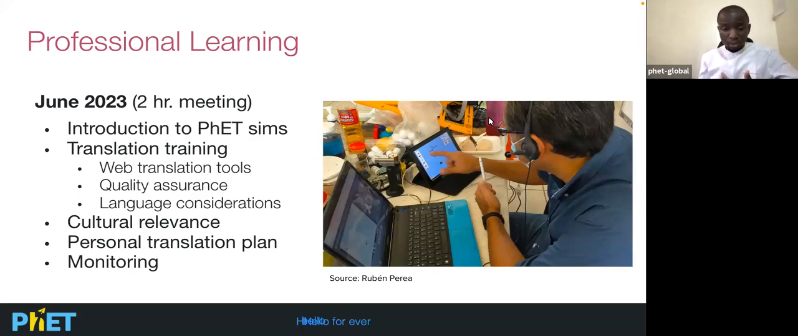Quality assurance is another strong component of the work, where we support and collaborate with each other, as well as teachers within your network. So if you're translating in your locale, and you also have teachers within your school, they can also contribute or review the work you've done to be sure we're not missing anything out. There's a component around cultural relevance. Then by the end of the first week, we expect that you develop a personal translation plan and then a monitoring plan.